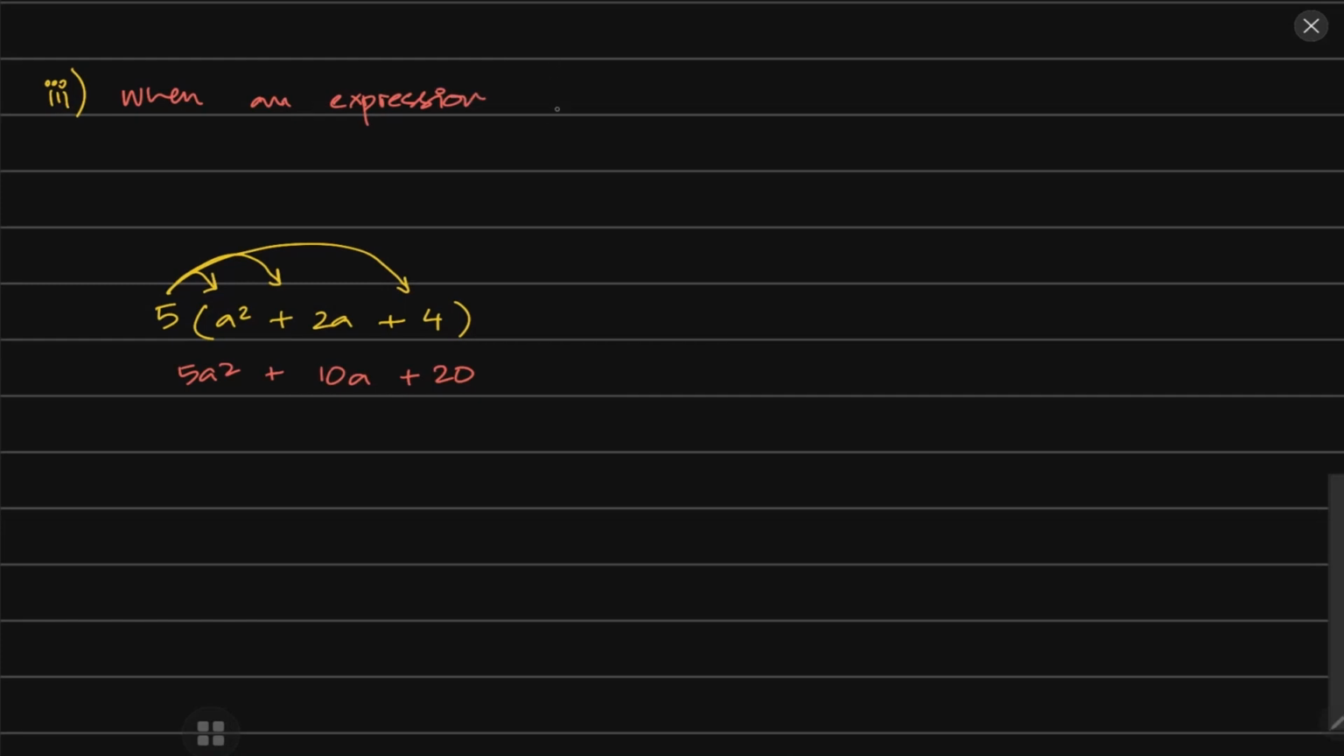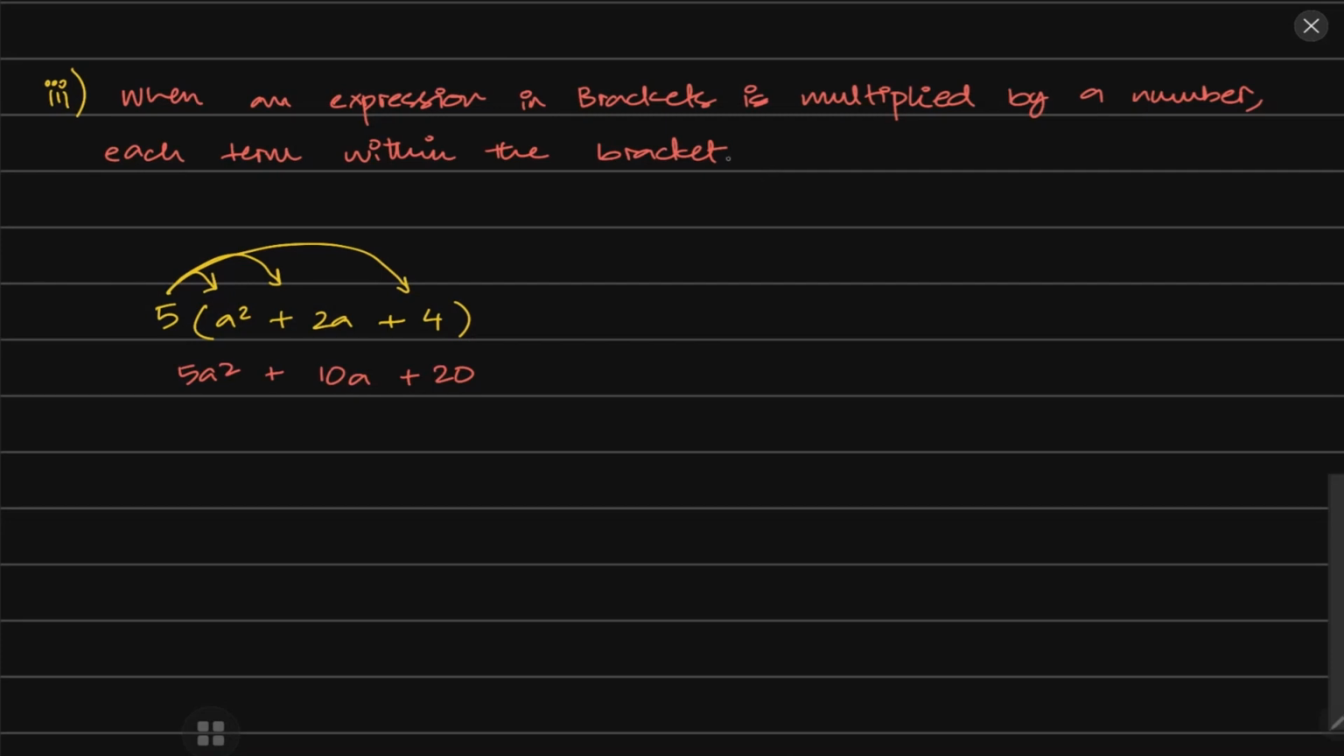So when an expression in brackets is multiplied by a number, each term within the brackets must be multiplied by that number.